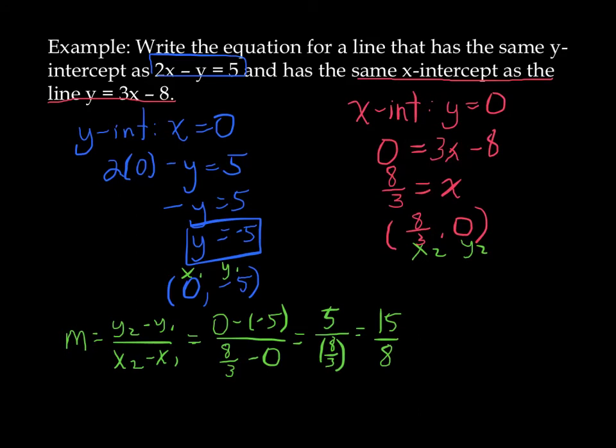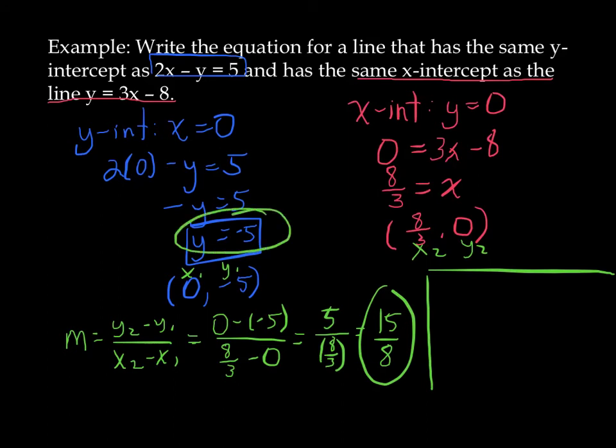All right, so now we know the slope of our line. We're now prepared to actually write a final answer. Here's why. I know the slope is 15 over 8, and I know the y-intercept is -5. So therefore, the equation of this line is y equals 15 over 8 x minus 5.